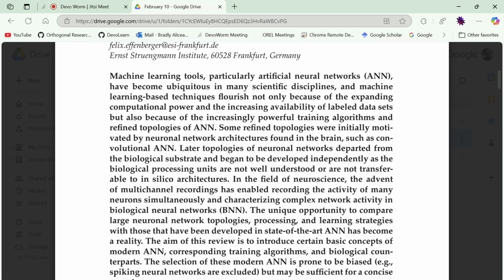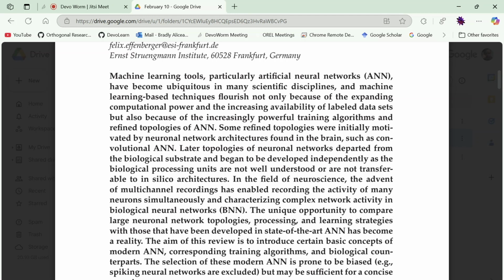And of course, this was back in the 1940s and 1950s, where you have the McCulloch-Pitts neuron, and then later you have these early connectionist models. And people basically used the general principles of the brain, at least as people saw them then, and said, well, okay, we can build a model from that. And so we have these models that are semi-biologically inspired. But of course, later topologies of neuronal networks departed from the biological substrate and began to be developed independently, as the biological processing units are not well understood or not transferable to in silico architectures.